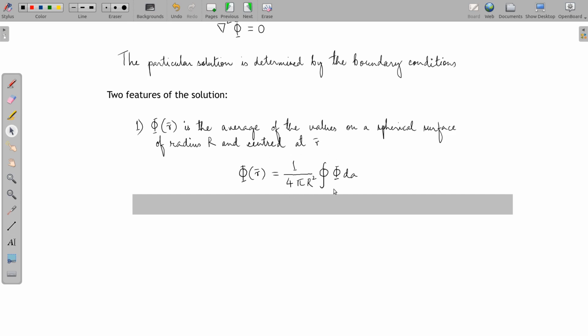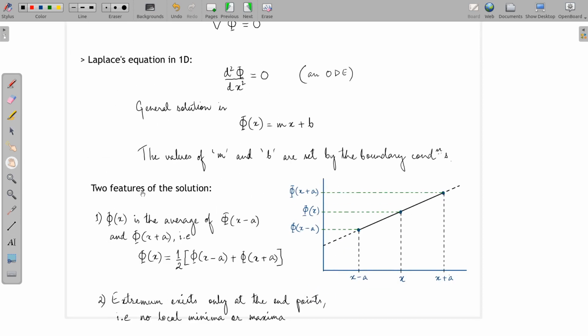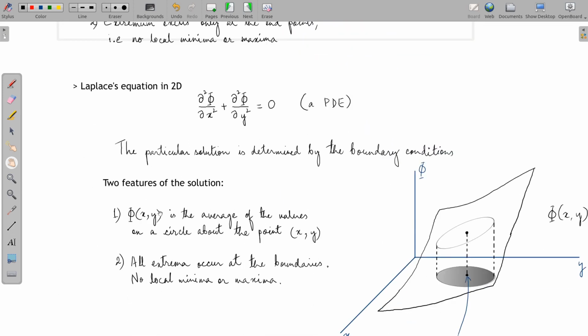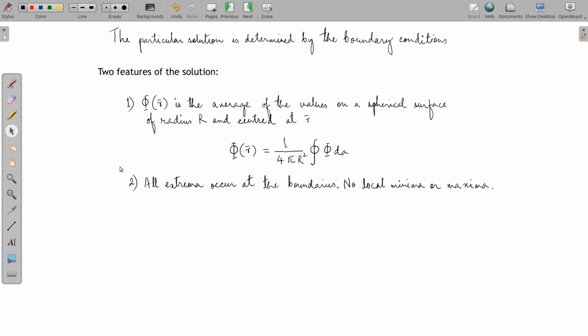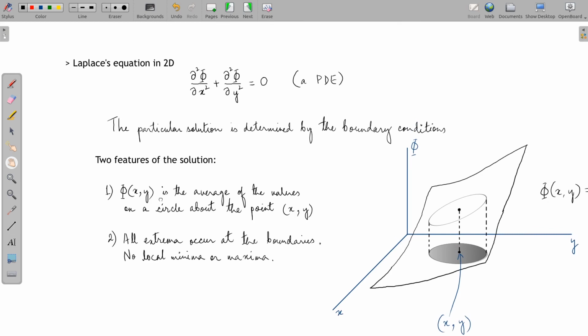And how do you find out the average? This is the way you find the average value of the potential. Instead of a circle, we have to consider a sphere, and the boundary of this sphere is going to be a spherical surface. So we need to find the average value of phi on this spherical surface. That's the first feature, which you can see here progressively. It is basically the extension of the first feature in the 1D case and the 2-dimensional case. And the last feature is exactly the same as before. All the extrema occur at the boundaries. There are no local minima or maxima. So that is your Laplace equation in 1, 2 and 3 dimensions.